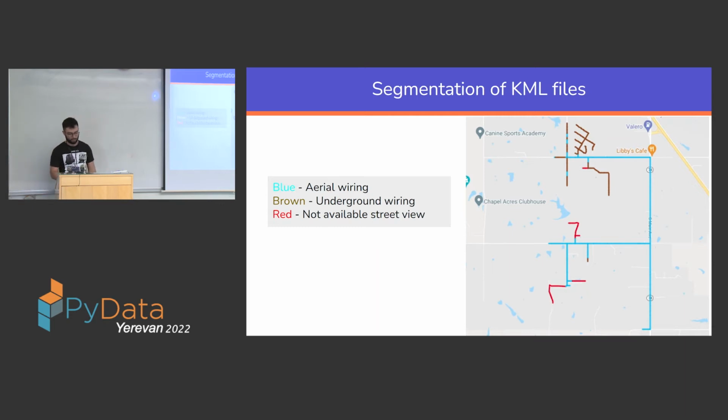And the red ones are the places where street view is not available, or it is quite difficult to see whether there is a pole installed or not. I mean, it might be in the back of trees and stuff.